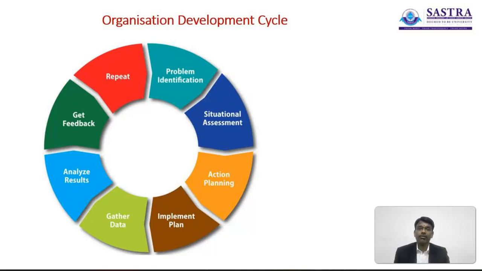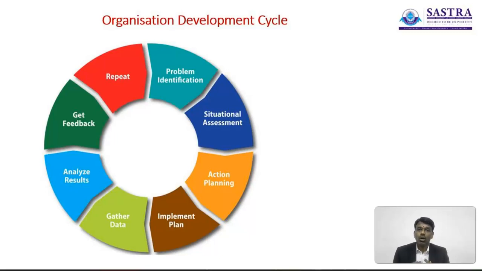And we need to get feedback from each and every department head or people with respect to process, design, and execution, so we get to know whatever problems are prolonging in an organization. This process is repetitive in nature, so the last stage is known as repeat, or kind of evaluation again. So problem identification goes to situational assessment, then to action planning, converted into an implementation plan, and gathering data, further analysis, and getting feedback, and repetition.